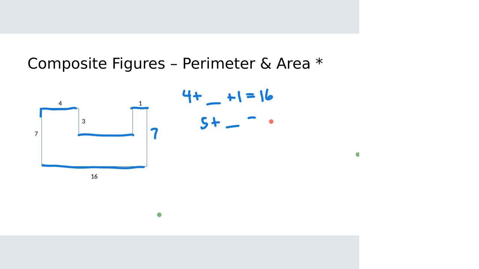And you could go about that a different way. You could certainly do, well, if I do 16 minus 1 minus 4, that will get you to 11 also. That's really the same thing that we just did. We wind up with a length of 11.